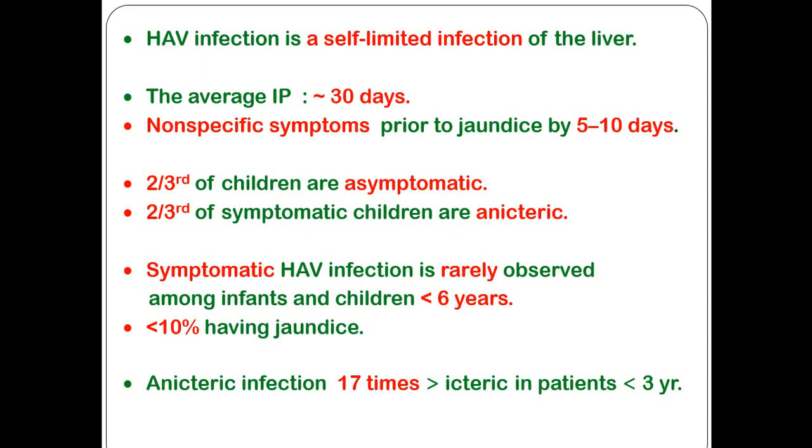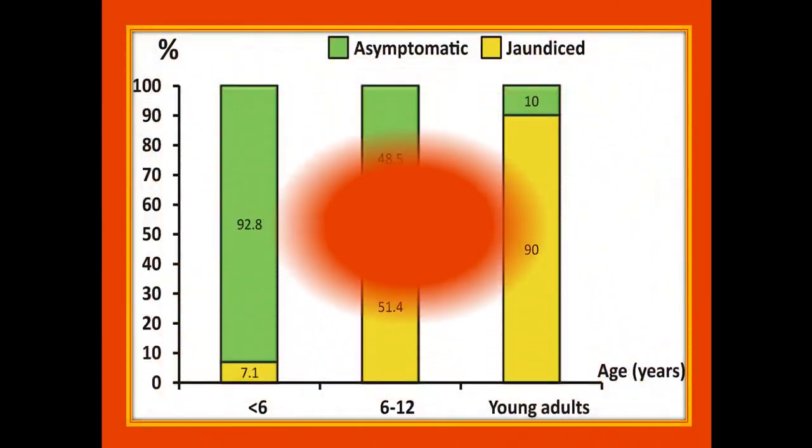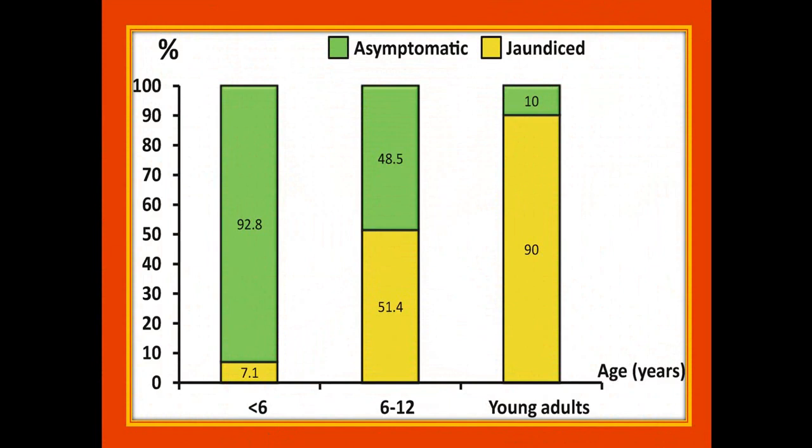And the presenting symptoms, now we can see this. So less than 6 years, most of them are asymptomatic, and about half of them between 6 to 12 years are symptomatic, and not with jaundice, as you see here. And the jaundice is more common in adult persons.